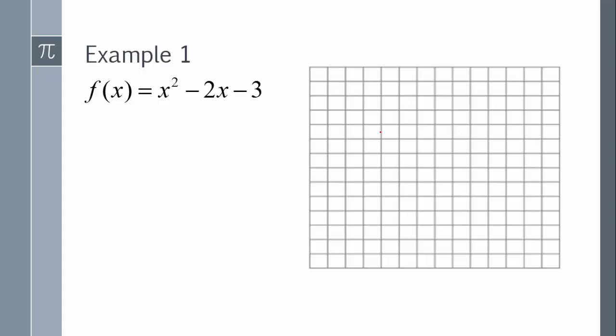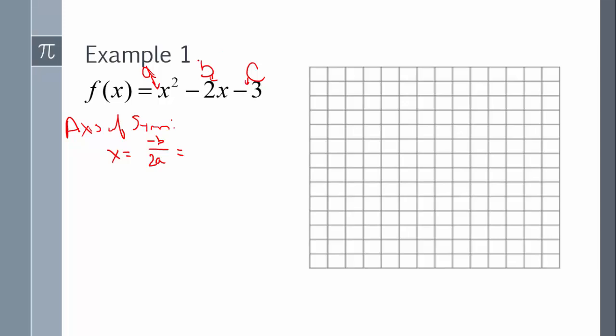All right, so here's a first example. I want to sketch the graph of f of x equals x squared minus 2x minus 3. Now again, this is in standard form, so we have an a, we have a b, and we have a c. Okay. The first thing we want to do is get our axis of symmetry. And we said that that's going to be at the line x equals negative b over 2a.